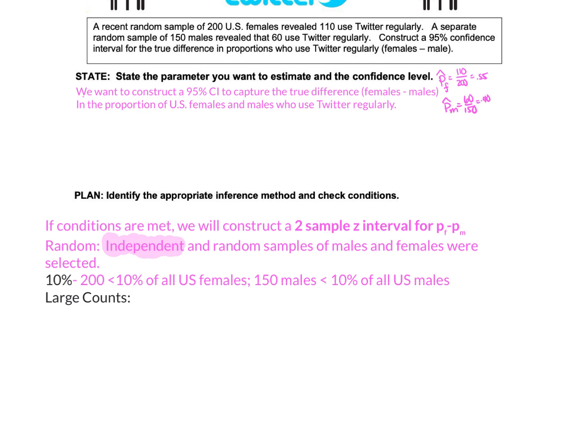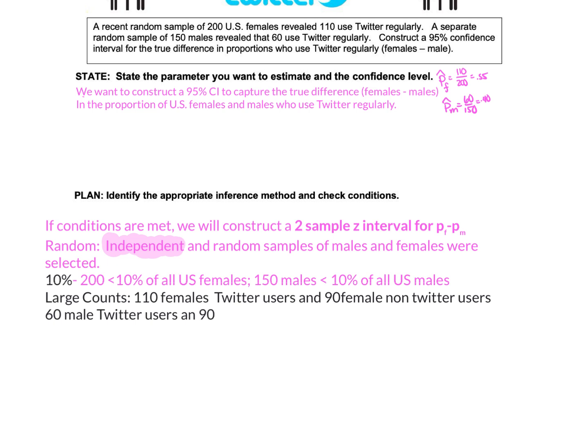So the large counts condition is the one that needs to be checked for both samples. So this is where you'd either do n times p hat, but we have the expected counts of successes and failures. So we have 110 female Twitter users and 90 female non-Twitter users. And then for males, so we're checking for the other sample, that's 60 male Twitter users. And that would make 90 to add to 150, 90 male non-Twitter users. So our conditions are met. Let's go to the do portion.